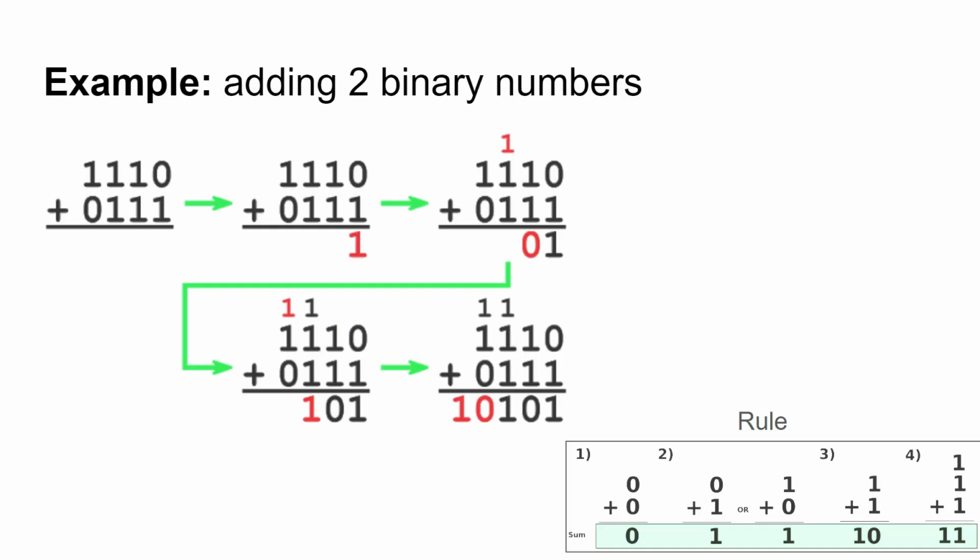So let's add these two binary numbers. We have these two binary numbers and we will start adding. First of all, we take the rightmost bit of both numbers and add them. We have to add 0 and 1, and referring to the rules, 0 plus 1 becomes 1, so we write 1 over here.